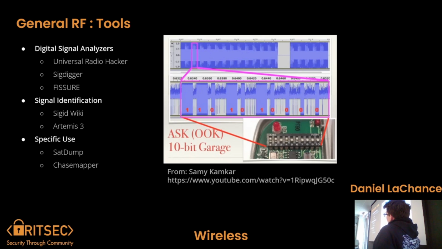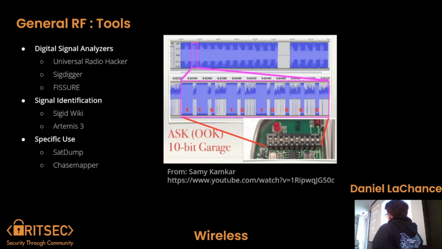This is probably where it gets really cool, because this gets into the reverse engineering aspect of wireless security. So there's digital signal analyzers. The only one that I've really touched is Universal Radio Hacker. And with Universal Radio Hacker, it demodulates some of the signals for you, and then you can view the signal strength for each of those.